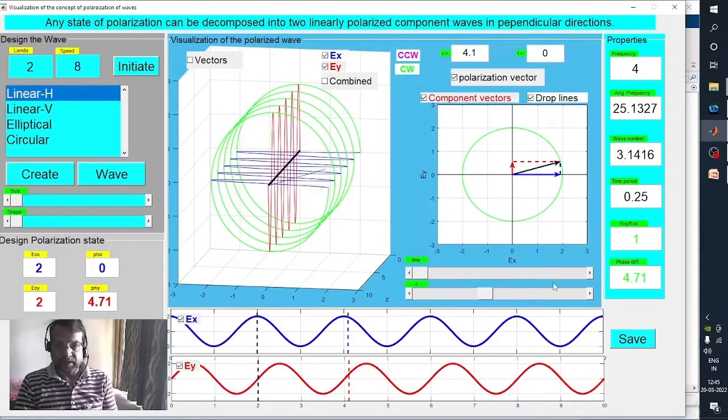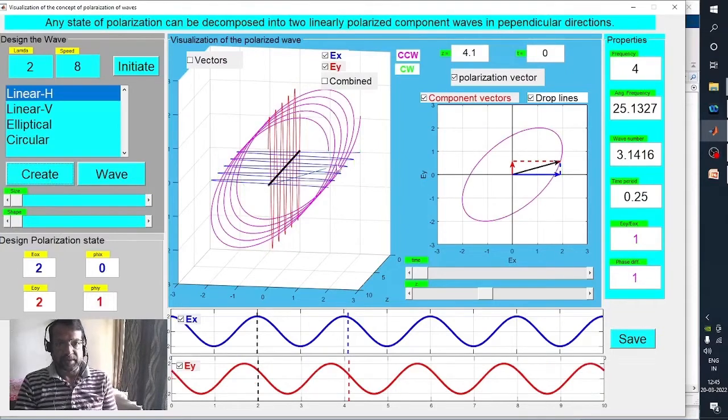Now let's look at the most general case of ellipse, when the phase difference is neither 0, pi, 2 pi, or 3 pi by 2, any other angle other than that. Let me put 1 radian. So this is the elliptically polarized light, and we can see when the maximum occurs, there is some distance between the maximum of Ey to Ex, which is 1 radian.